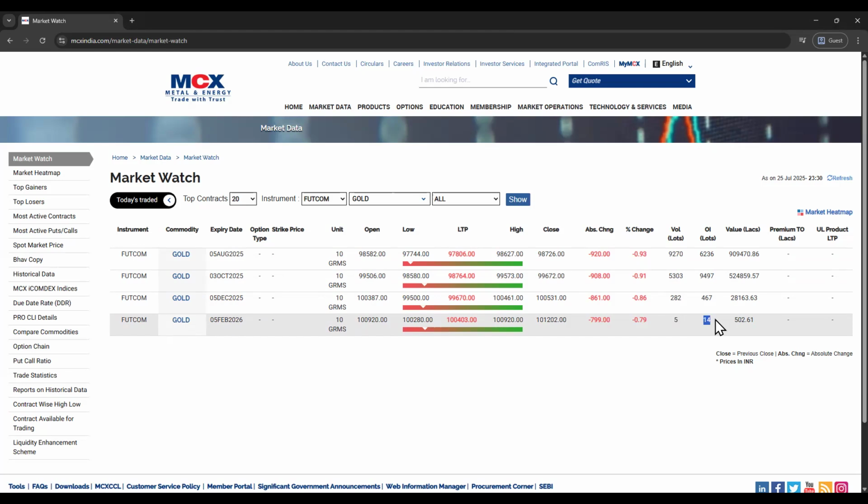Now, one problem. You will ask, what is the problem with illiquidity? As we move ahead and approach January 2026, this contract will become very liquid. So what is the problem? The problem with illiquid contracts is that since there are very few market participants available, the bid ask spread of such contracts is very, very high.